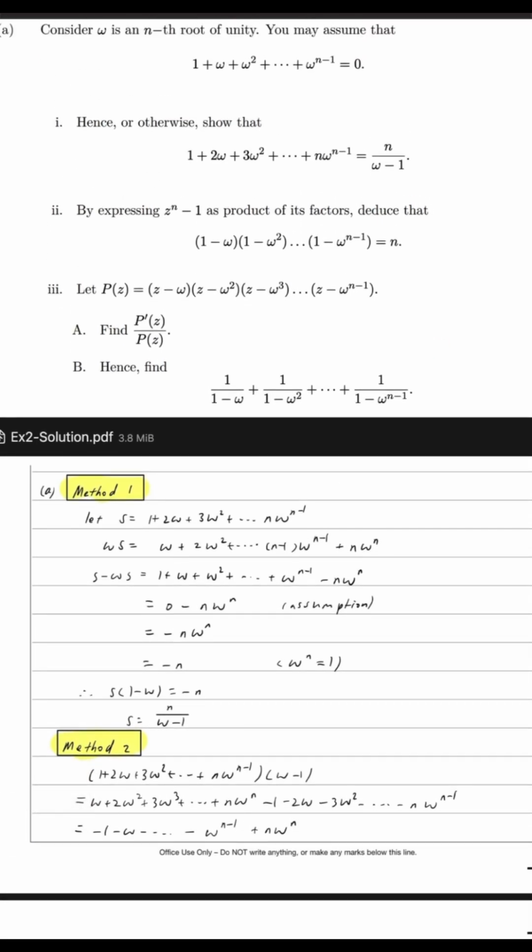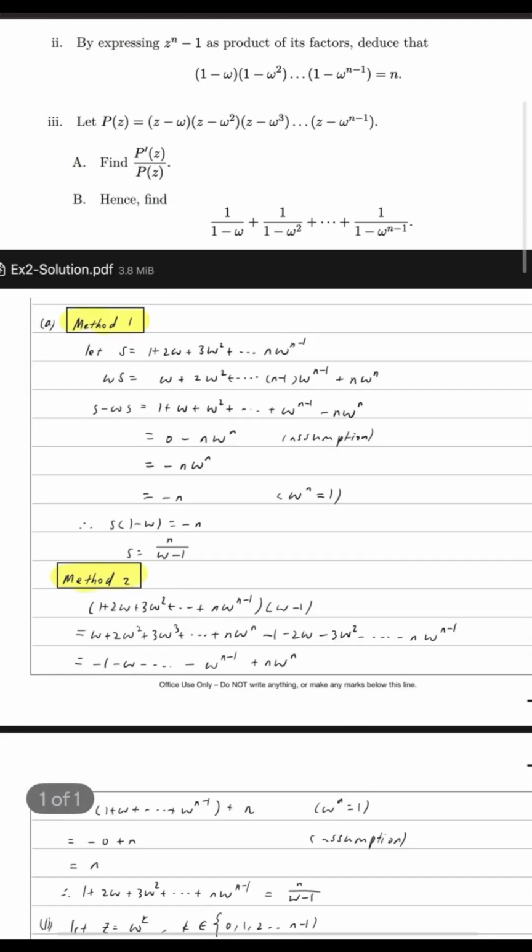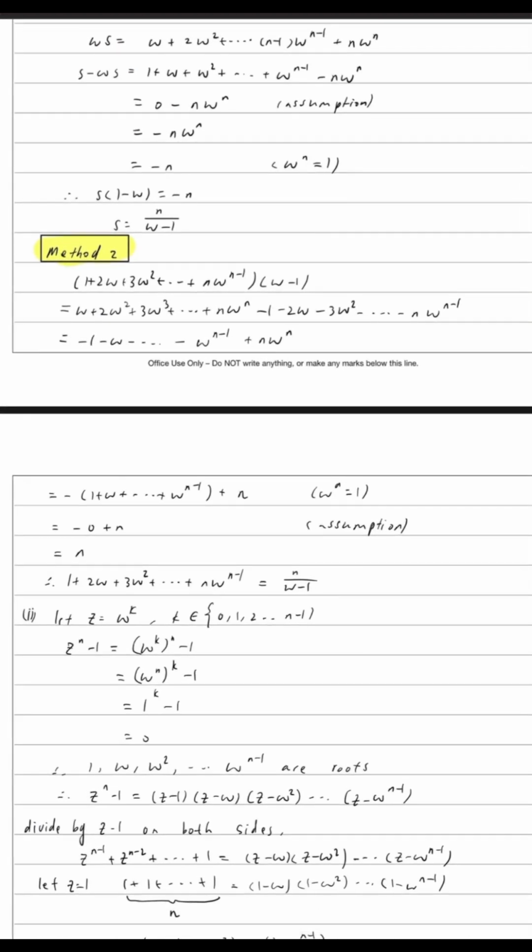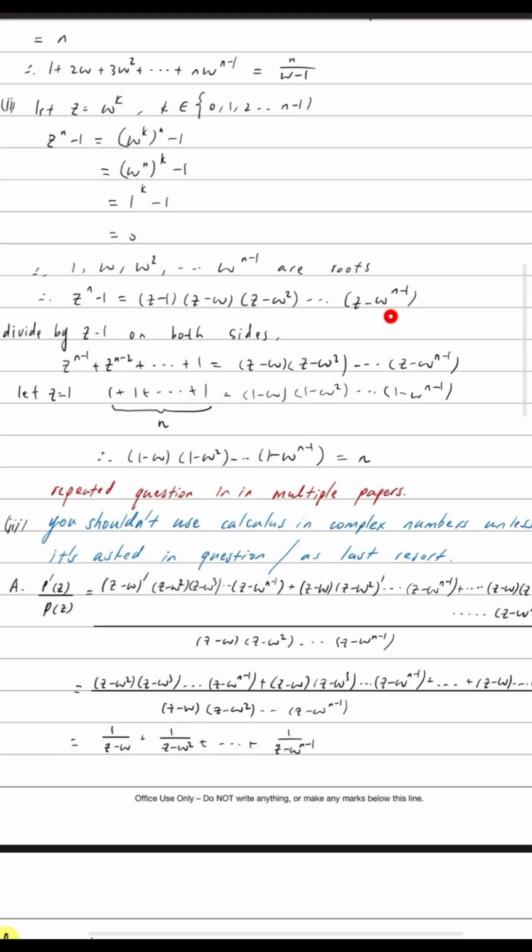I mean, it's not super hard as well, because I've seen exactly the same question in James Ruse. So it's saying you should first express it as a product of its factors, and then you should deduce this result. If you want a product, you need to know all of these roots, right? So this is basically saying do it by factor theorem. You need to find all the roots, and it's easy to know all the roots are 1, w, w squared, etc., because if you plug it in, it's always 0. And then you already factorize it.